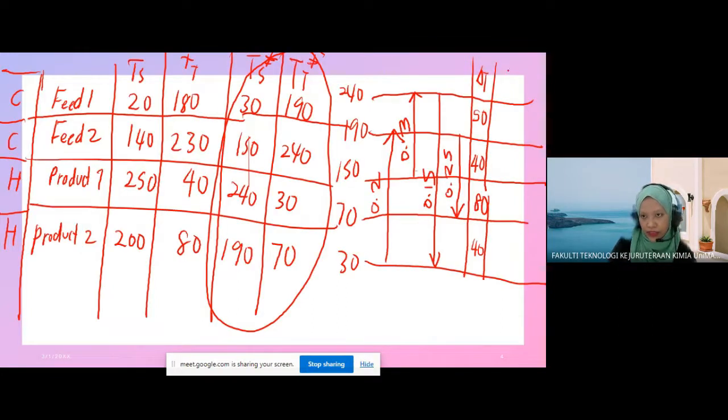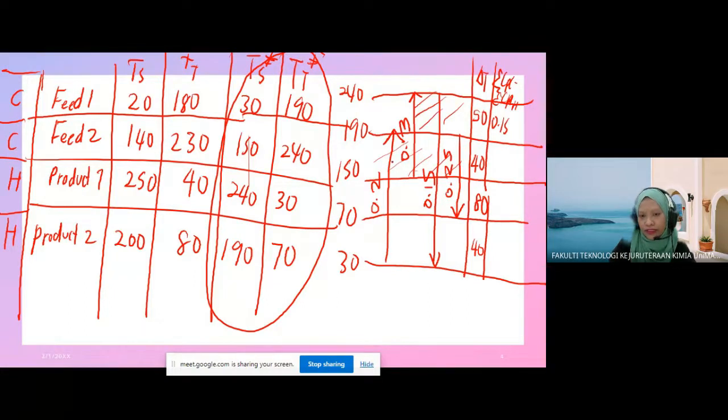The summation of CP cold minus the summation of CP hot for each interval. Looking at the first interval, you have only two streams: one cold stream with CP value of 0.3 and one hot stream with CP of 0.15. So CP cold minus CP hot, 0.3 minus 0.15, becomes 0.15. And then this interval, you have what?